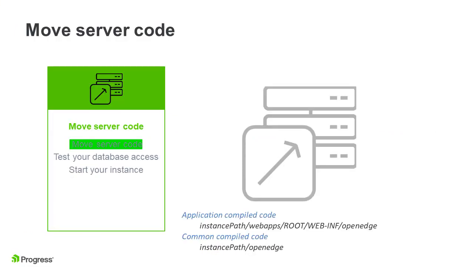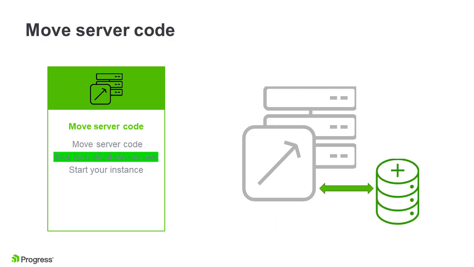Earlier, we used the ProPath to locate the server code. In your environment, we recommend you consider the following locations for your code. For application code, move compiled code to the instance path, webapps, ROOT, WEB-INF, openedge directory. For common code used by multiple applications, move compiled code to the instance path, openedge directory. Moving existing code to these recommended locations promotes security, scalability, extensibility, and easier deployment.